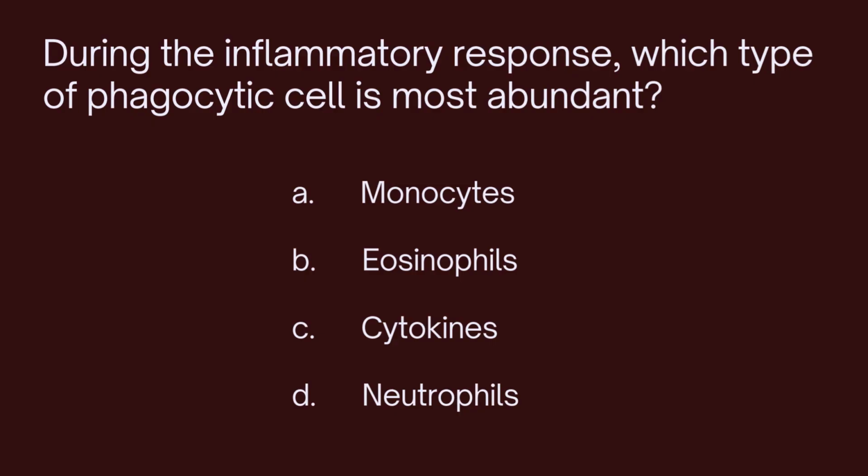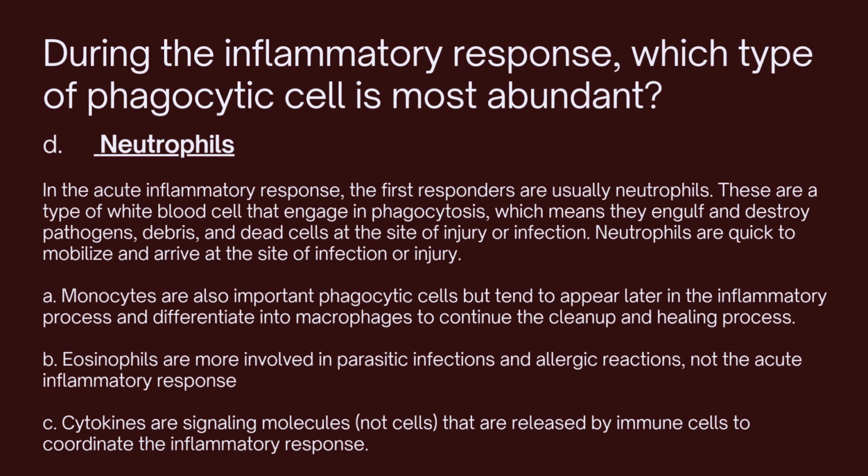During the inflammatory response, which type of phagocytic cell is most abundant? A. Monocytes. B. Eosinophils. C. Cytokines. D. Neutrophils. 5 seconds. Correct answer. D. Neutrophils. In the acute inflammatory response, the first responders are usually neutrophils.